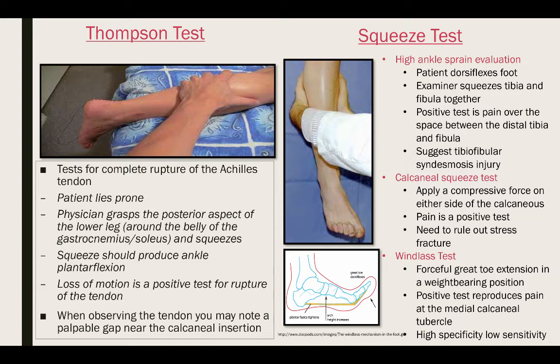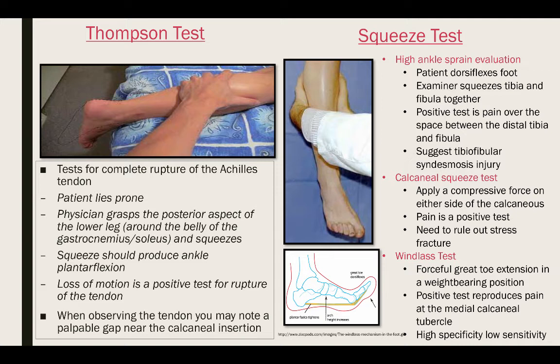The squeeze test, you can think about it as two different ways. So first is squeezing the tibia and the fibula more proximally, and you're going to squeeze as the patient dorsiflexes their foot. And this is going to cause the distal tib fib to gap a little bit. And if there is pain there, it suggests tibiofibular syndesmosis injury, right, or a high ankle sprain.